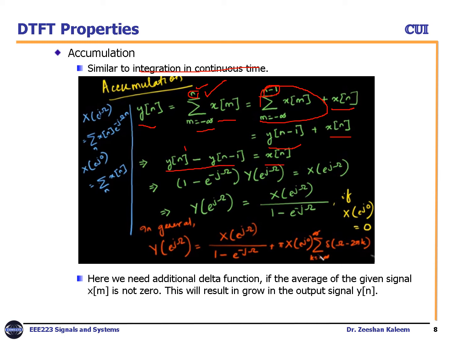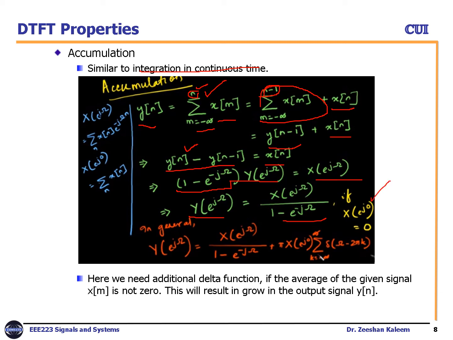By using the time shifting and linearity properties, which we already proved, taking the Fourier transform gives 1 minus e^(minus j omega) times Y(e^(j omega)), and the right side's Fourier transform is X(e^(j omega)). Rearranging, Y(e^(j omega)) equals X(e^(j omega)) divided by 1 minus e^(minus j omega). This is the accumulation property, when the condition is X(e^(j 0)) equals 0.